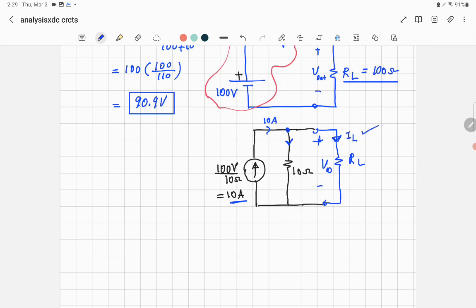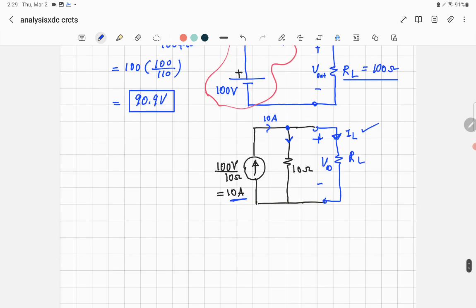So I'm going to use the current divider rule. How do you use this? You say IL is equal to the total current, which is 10 amp entering the node, times the opposite resistance. That's the difference between the current divider rule and the voltage divider rule. What is the opposite resistor to IL? It's 10 ohm. So multiply by 10 ohm and divide by the sum, 10 ohm plus RL, which is 100 ohm, as we said in the example. So you will have 10 times 10 over 110.